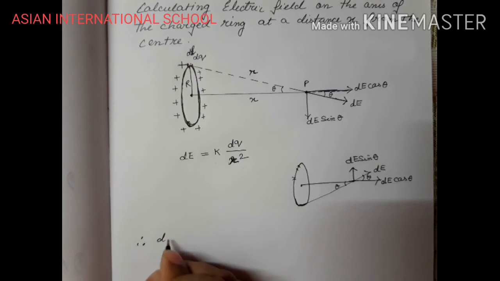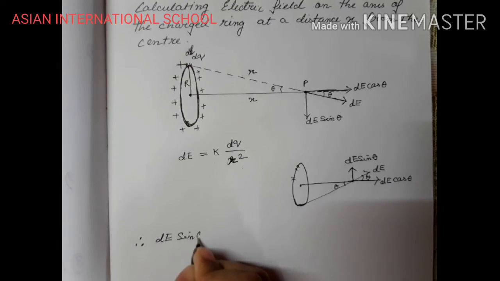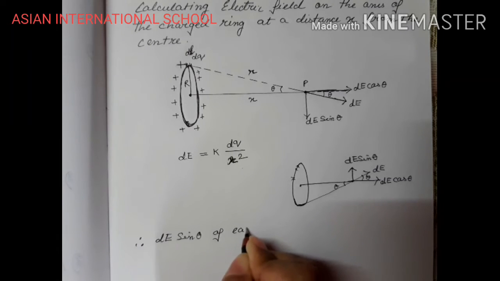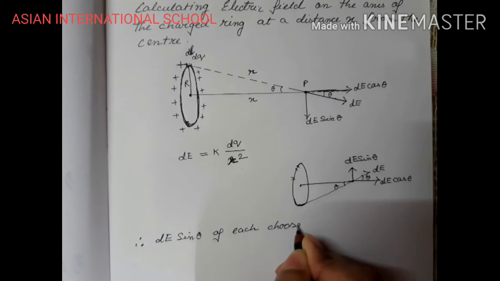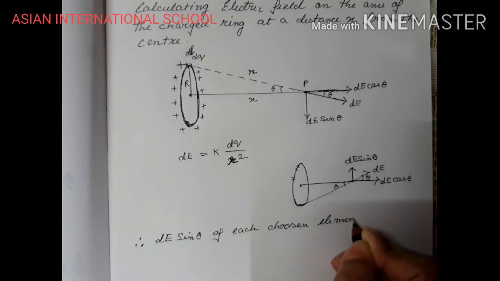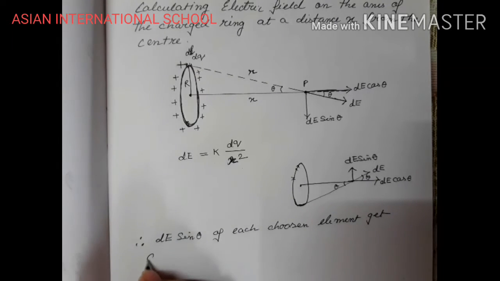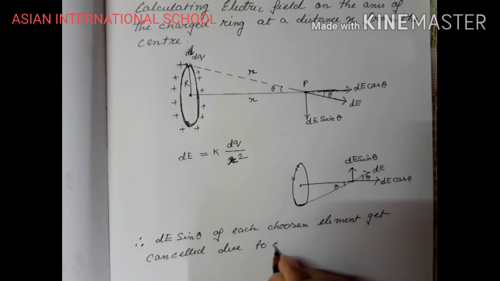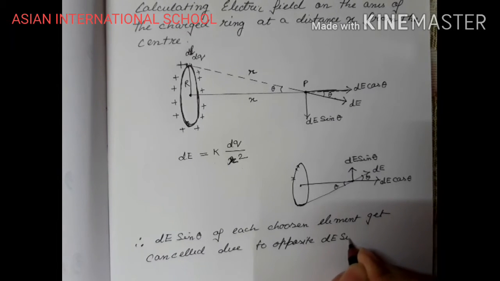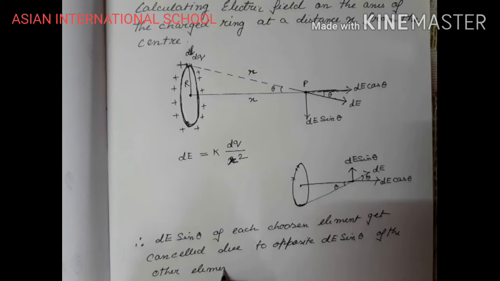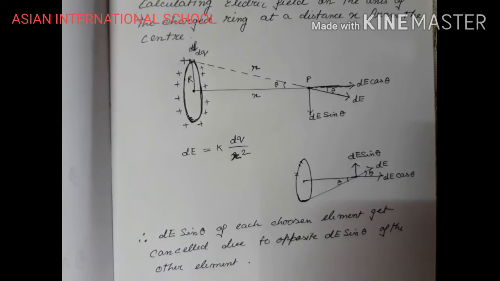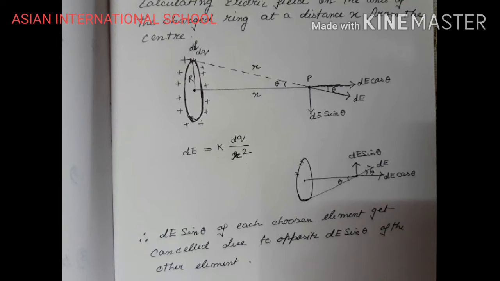Therefore the component dE sin theta of each chosen element gets cancelled due to the opposite dE sin theta of the other element, the element which is in the opposite direction. So we are going to get the electric field because of cos theta.